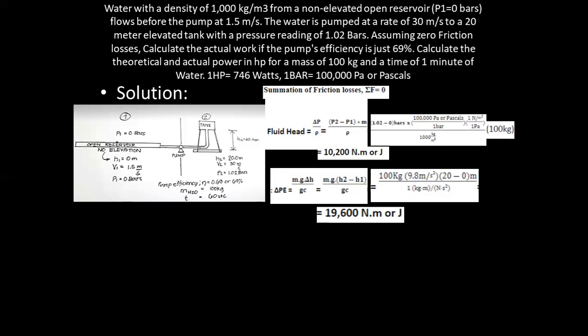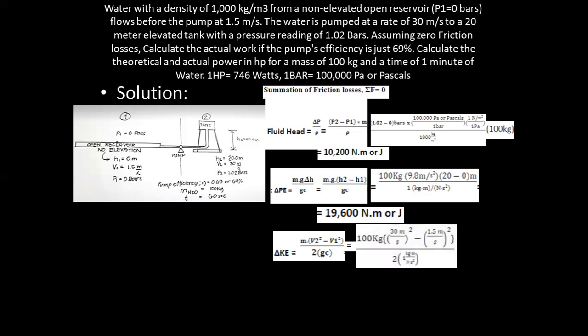The fourth one to be solved is the kinetic energy for the fluid system. So delta KE, or change in kinetic energy, is equal to mass times the final velocity v2 squared minus the initial velocity v1 squared, over twice the gravitational constant gc. Now, plugging in the values, this gives us 100 kilograms multiplied with 30 meters per second quantity squared minus 1.5 meters per second quantity squared. Take note, these velocities are in state 2 and state 1.